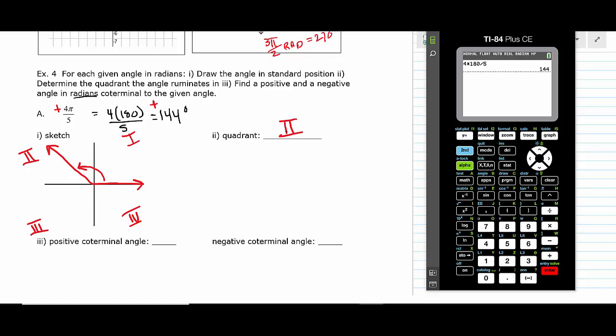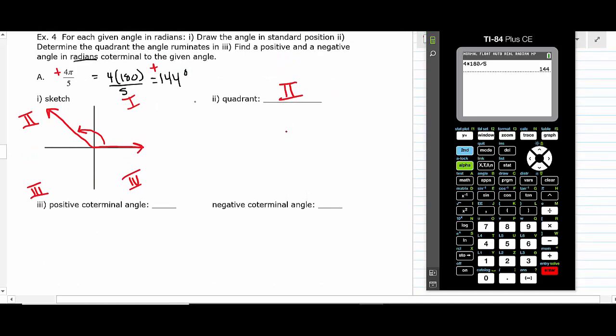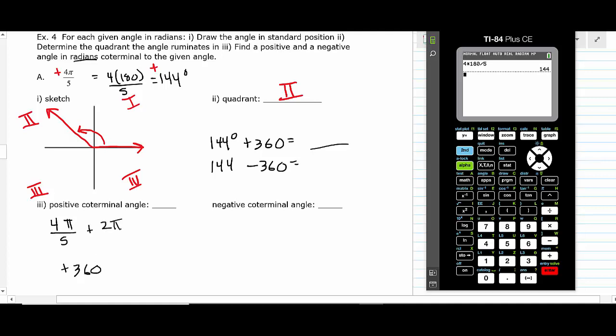Okay, now we're going to find some coterminal angles. Back when we learned about coterminal angles, if you had 144 degrees, I taught you to just add 360, and then you would get a positive coterminal angle. If you subtracted 360, you would get a negative angle. Well, I'm not going to do it that way. Since I want this answer to be in radians, to find the positive coterminal angle, we're not going to add 360, we're going to add 2 pi. How come? Because 2 pi is equal to 360. So we're just going to do it that way.